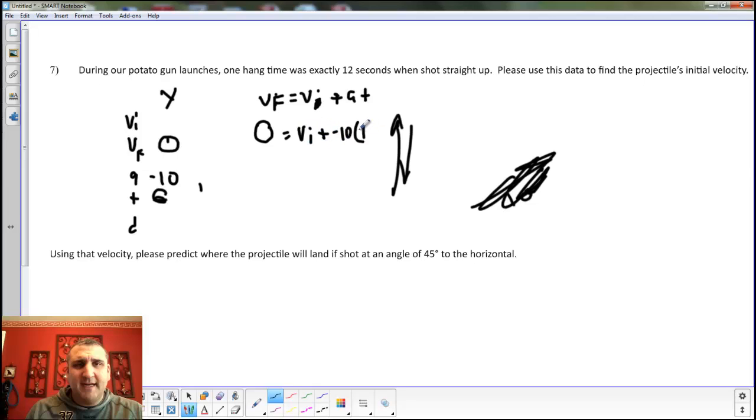So 10 times 6 is going to be 60 with the negative. VI minus 60 equals 0. So we have to solve for VI, which means we have to add 60 to both sides. 60 plus 0 is 60, equals VI.